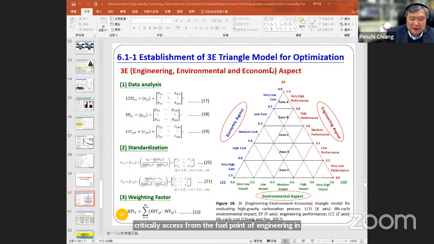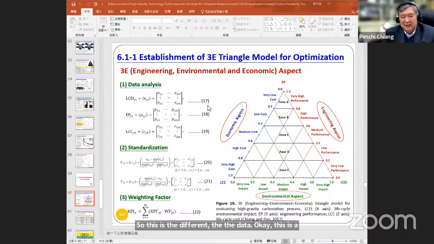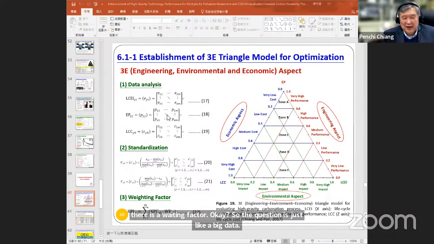The question is how you can provide techniques and statistically integrate all the data through those triangle diagrams. As you can see, this is the economic aspect, this is the engineering aspect, this is the environmental aspect. These are the different data. This is a standardization, and there is a weighting factor. The question is just like big data, so we have to do data analysis.